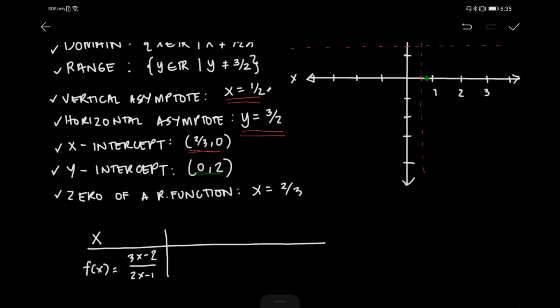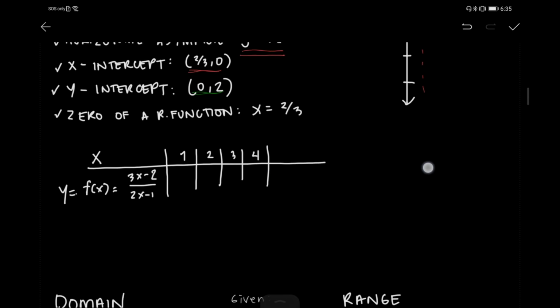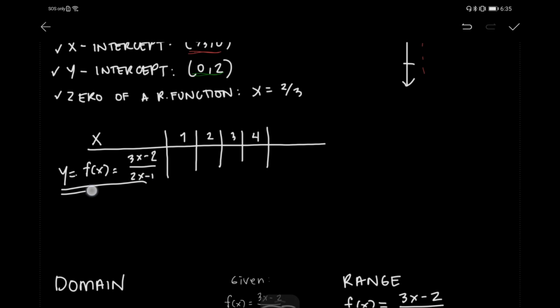So, what will be the value of our y here if the value of our x is 1? What will be the value of our y here if the value of our x is 2, 3, and let us say may 4 tayo dyan. Okay? So, what we're going to do is substitute lang natin dito sa y yung ating given x value. So, if the value of our x is equal to 1, what will be our y? Substitute natin. So, this is 3 times 1 minus 2 all over 2 times 1 minus 1.